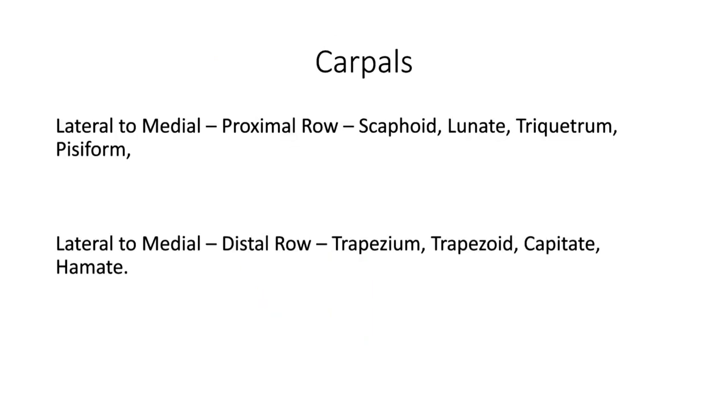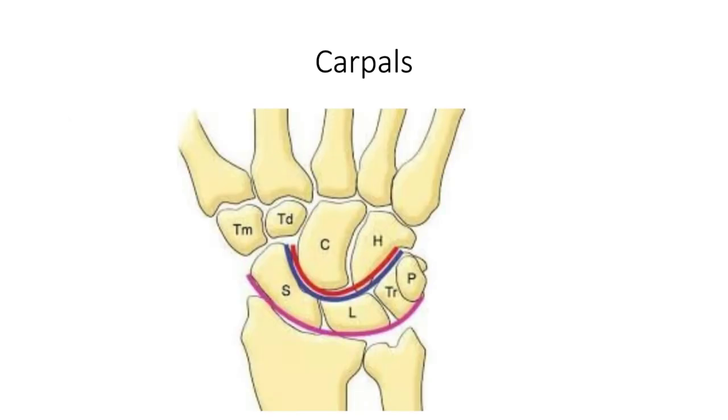So the carpal bones from lateral to medial in the proximal row are the scaphoid, lunate, triquetrum, and pisiform. And in the distal row, lateral to medial, it's the trapezium, trapezoid, capitate, and hamate. So here the S represents the scaphoid, and that is part of the proximal row, and that's located more laterally in anatomical position.